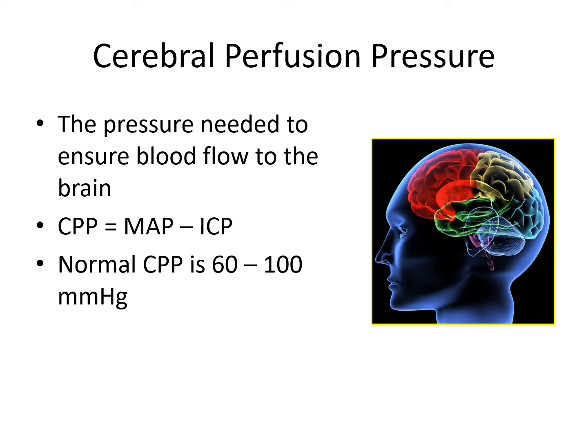Now, cerebral perfusion pressure is the pressure needed to ensure blood flow to the brain. The normal cerebral perfusion pressure is 60 to 100. And it is calculated by taking the mean arterial pressure and subtracting the intracranial pressure.